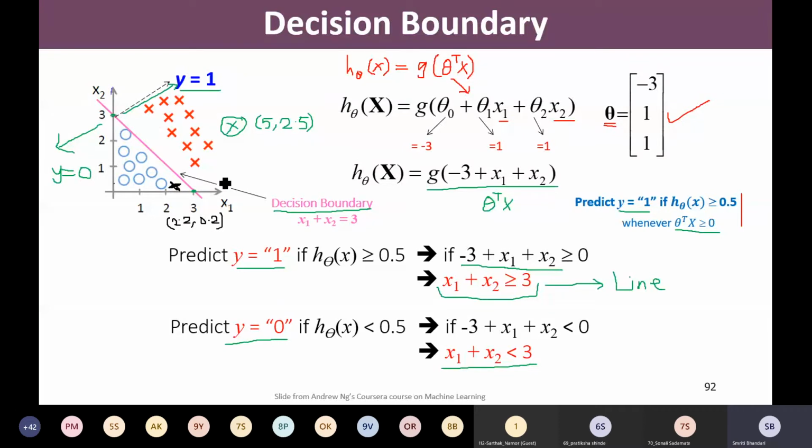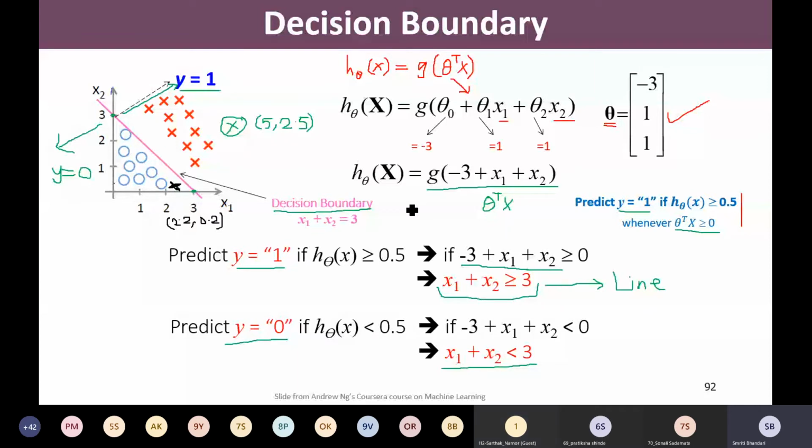So this is how we are going to define our decision boundary. The decision boundary is actually differentiating between two classes. So towards one side of our boundary, we have class 1. Towards the other side of the boundary, we have the other class, say class 0. May I proceed?